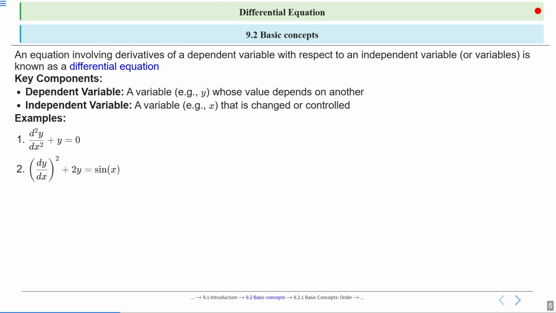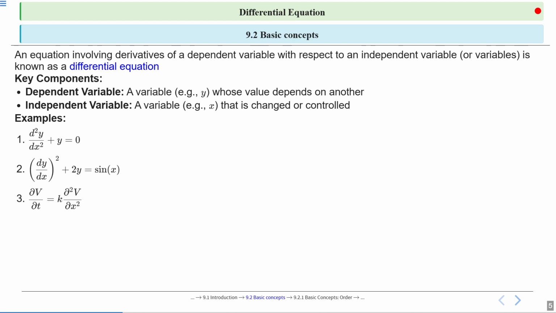In a similar way, the second one is (dy by dx) whole squared plus 2y is equal to sin x. It is an equation involving a term dy by dx, that is differentiation of y with respect to x. So any equation involving the derivative of a dependent variable with respect to an independent variable is called a differential equation.